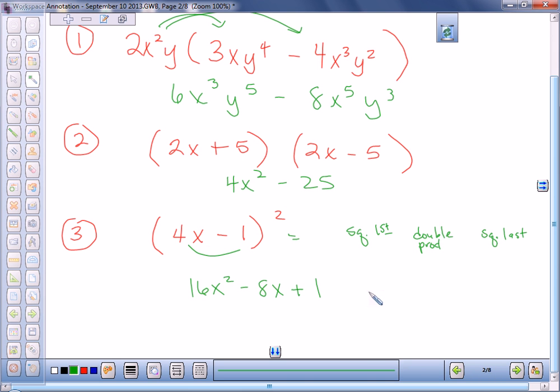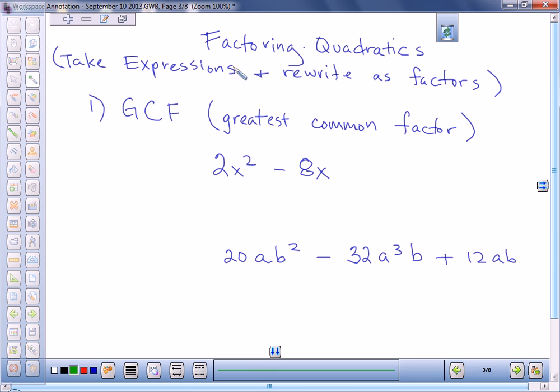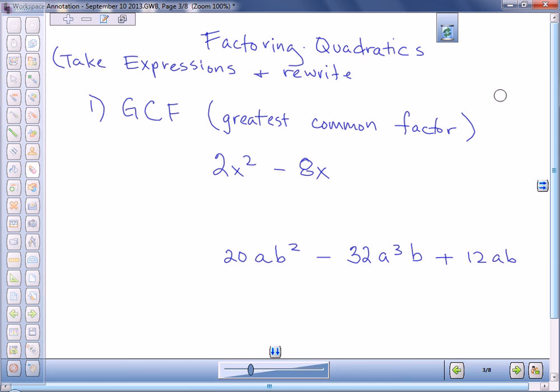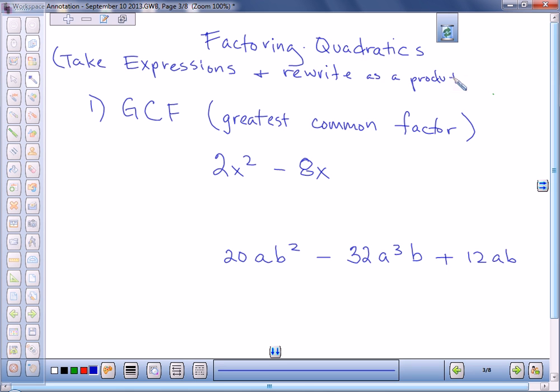Okay, so we've done these before. And this kind of leads into what we're going to talk about today. So today what we're going to do is factoring quadratics. And before you start writing, let's talk about this for a second. What we're going to do is take expressions that we start with and rewrite them as a product of their factors. I should have said product in there. As a product of their factors. All right, now you can start writing.